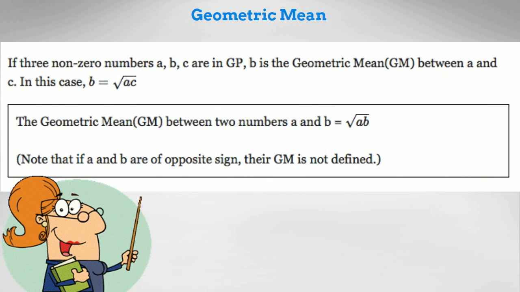Let's understand what is geometric mean. If three non-zero numbers a, b and c are in GP, then b is the geometric mean between a and c. In this case, b is equal to under root of ac. The geometric mean GM between two numbers a and b is equal to under root of ab. Note that if a and b are of opposite sign, then their GM is not defined.